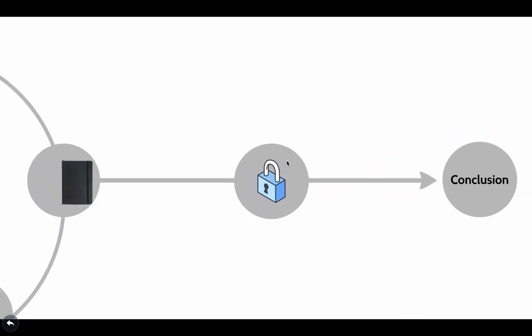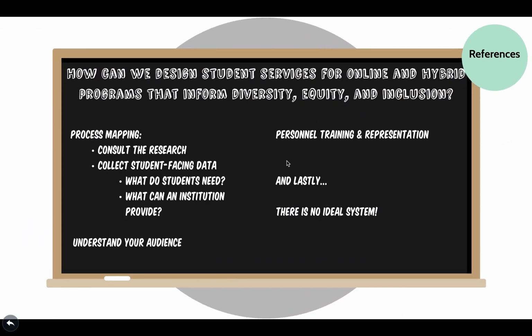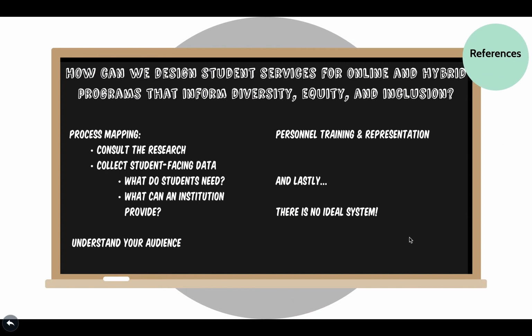Now let's move on to our conclusion. We're going to revisit our central question. How can we design student services for online and hybrid programs that inform diversity, equity, and inclusion? While this presentation used research as the primary source of information, this is not meant as a research project. Rather, it's a substantive resource meant to ask questions of student services design and the design of those services to inform diversity, equity, and inclusion.